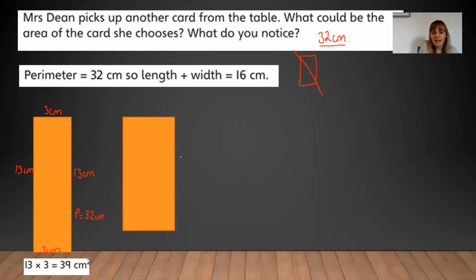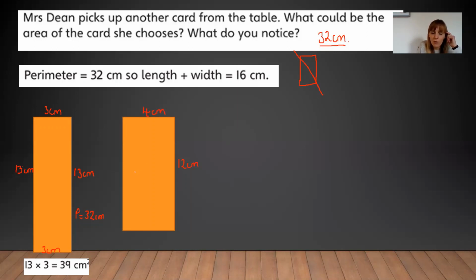Now this time, let's say, okay, I'm going to make my length 12 centimetres. Now, I've got to use that thinking, right, half of 32 is 16. So this has got to add up to the width to make 16. So this must be 4 centimetres. Should I check the perimeter?